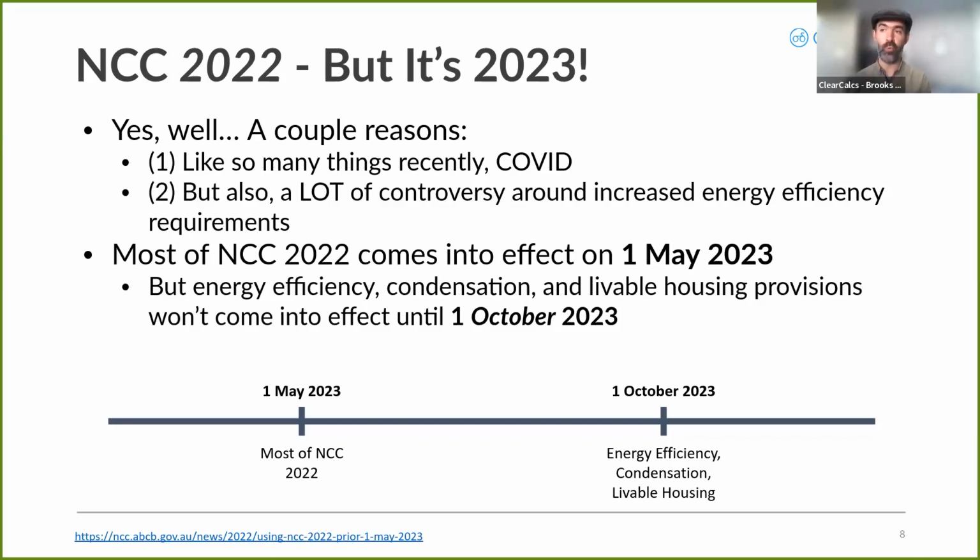Well, that's only most of it coming into effect on May 1st. There are 3 groups of provisions that will not come into effect until October 1st. Those are energy efficiency, condensation, and livable housing provisions. Those won't come into effect until October 1st, 2023.